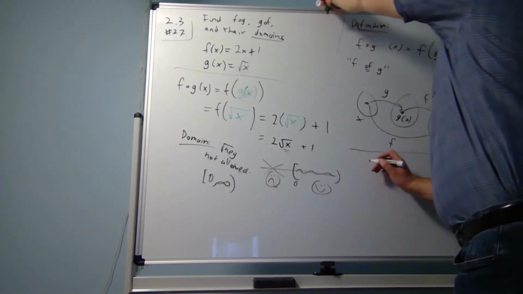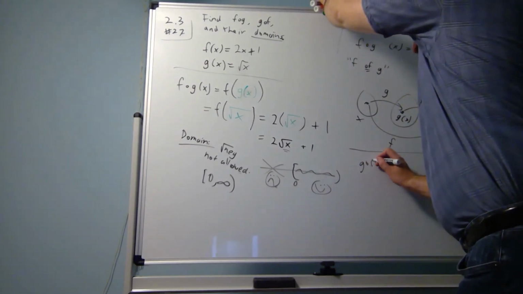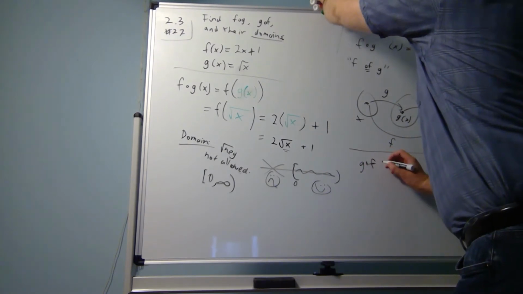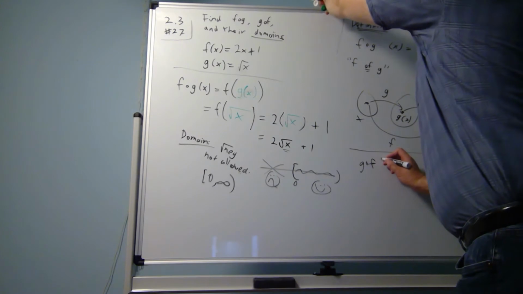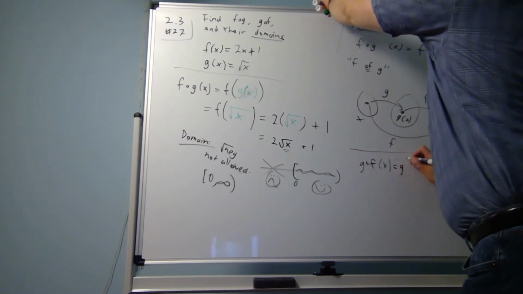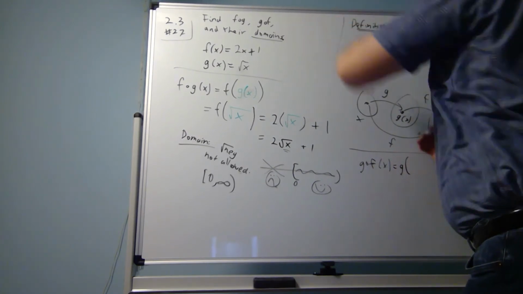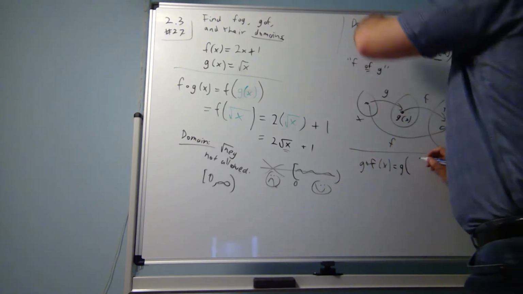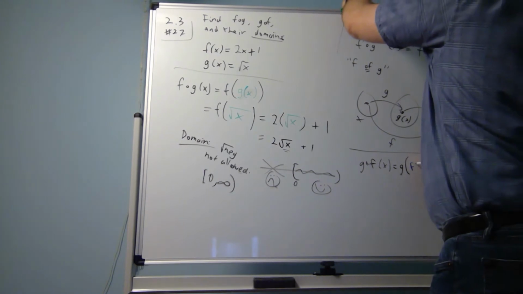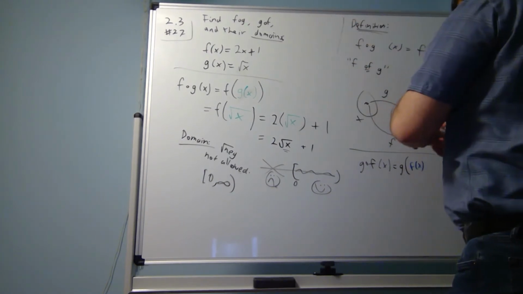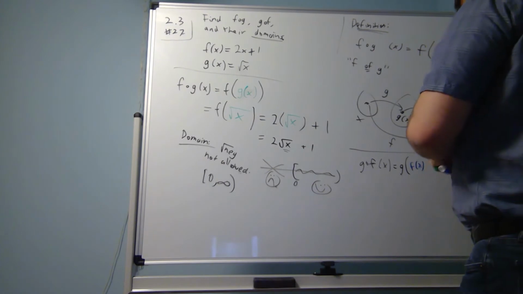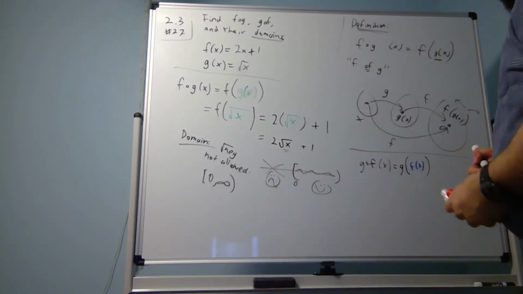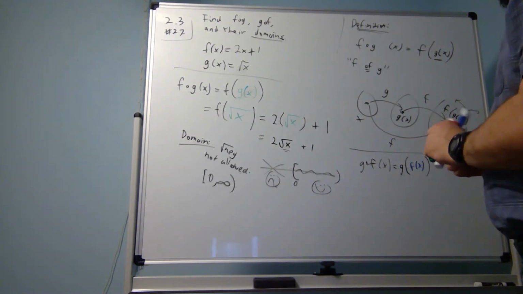G of f is going to be a little different. You just have to start over. You can't just recycle what you already did. You have to sort of start over. I could just use green again. I don't know. I'll just use blue. The inside function is different this time. This time the inside function is this blue 2x plus 1.